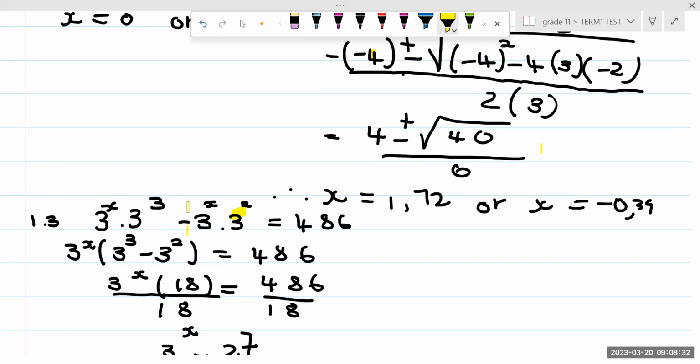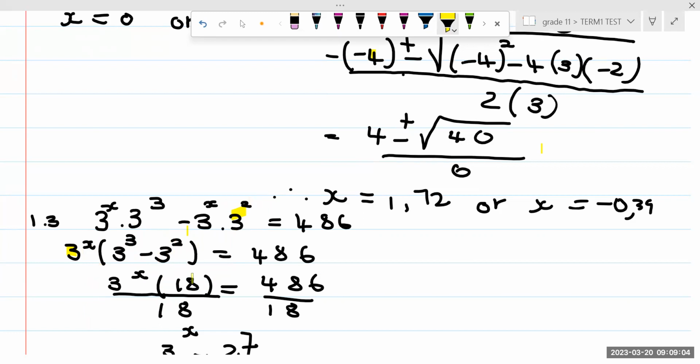So then, common factor 3 to the power of x, with the brackets containing 3 to the power of 3 minus 3 to the power of 2. Therefore, I multiply out 3 to the power of 3 and this other one, and calculating this gives 18. Therefore, 18 times 3 to the power of x.